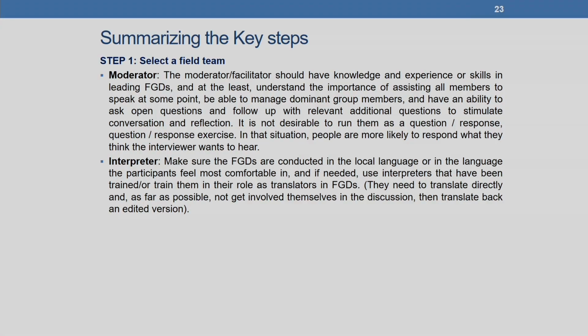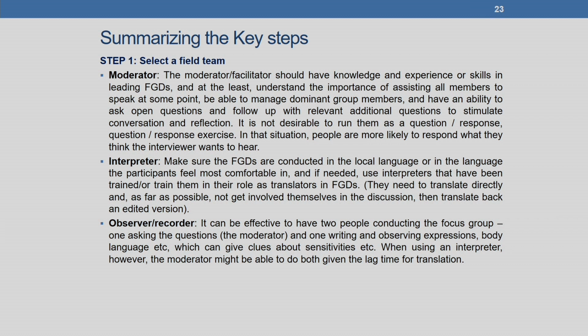Interpreter. We must make sure that the FGDs are conducted in the local language or in the language the participants feel most comfortable in, and if needed we may use interpreters that have been trained or train them in their role as translators in FGDs. They need to translate directly as far as possible and not get involved themselves in the discussion and then translate back an edited version, and that is the importance of the interpreter. When we have a language problem, the interpreter must be trained enough to ensure that the translation of the local language is in direct speech and in totality, rather than an edited version or a summarized view of what the participant is trying to say.